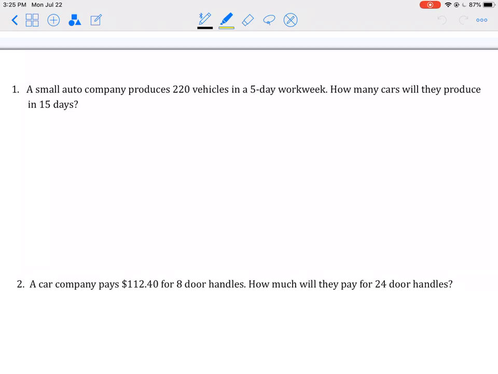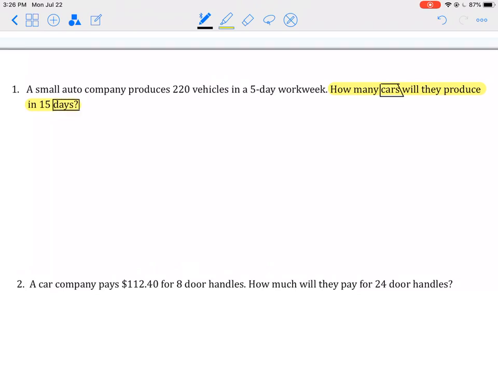A small auto company produces 220 vehicles in a 5-day work week. How many cars will they produce in 15 days? So let's go ahead and highlight our question. You want to go from the capital letter to the question mark. And then we start marking things. How many cars will they produce in 15 days?